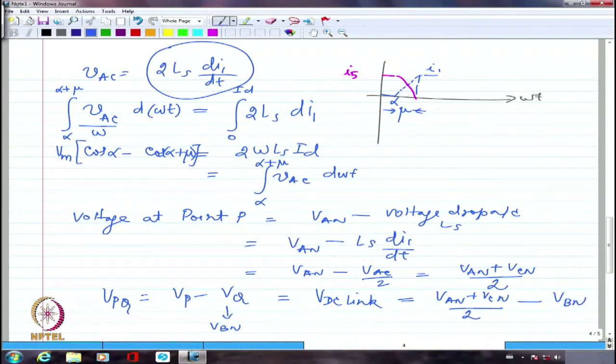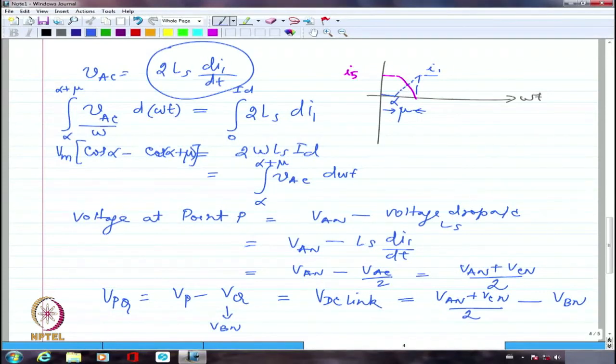This VBN, let me just divide it into VBN by 2, VBN by 2. So I will have VAN minus VBN by 2 plus VCN minus VBN by 2. So it will be VAB by 2 plus VCB by 2. If 5 had been conducting, I would have gotten VCB by 2. If only 1 had been conducting, I would have gotten VAB. So it is the average of the two.